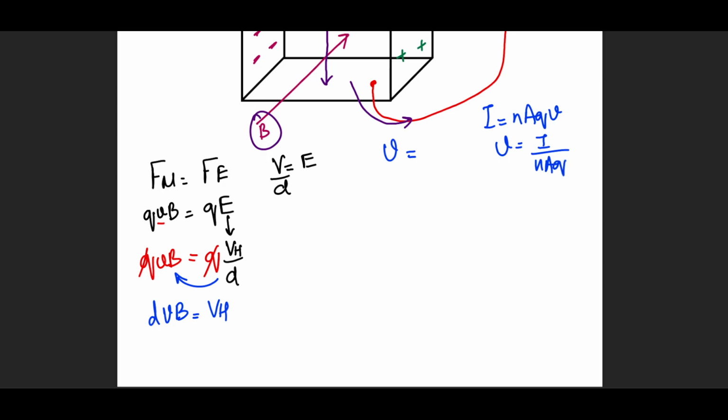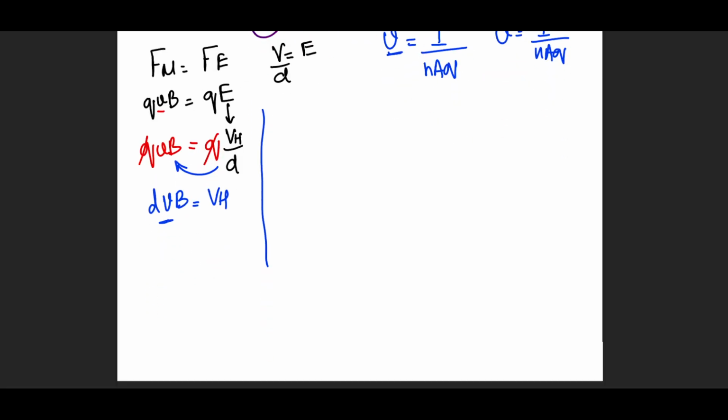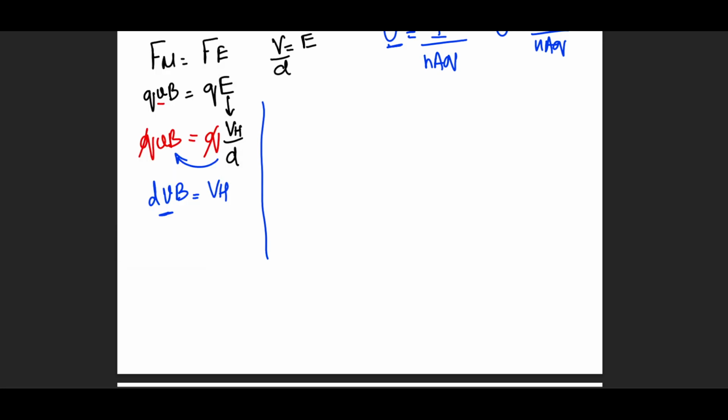That's why we can't use it directly. So V, velocity, terminal velocity or drift velocity, is equal to current divided by NAQ. Now let's replace this velocity over here in this formula. What do we get after this? We get a formula that looks like this.